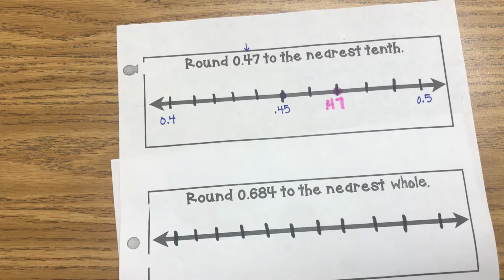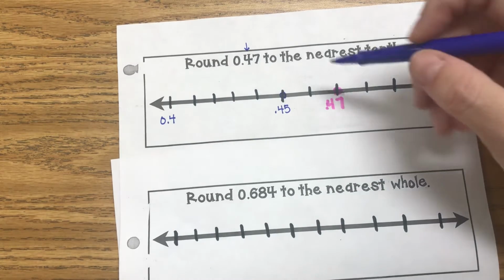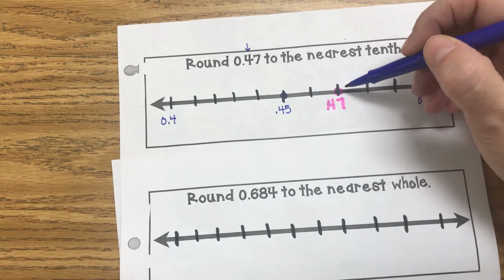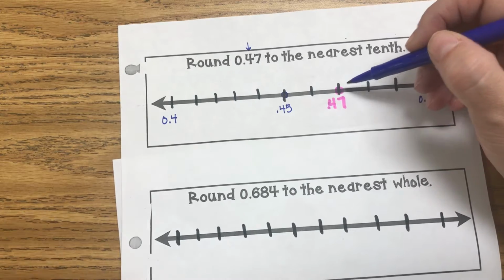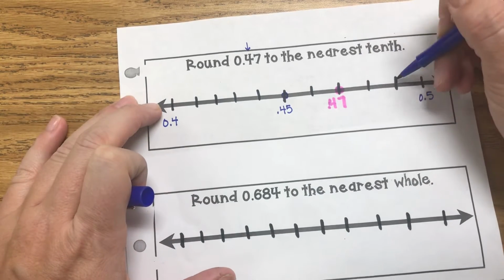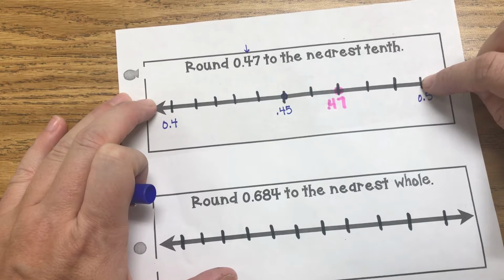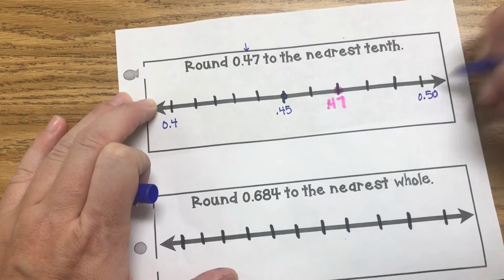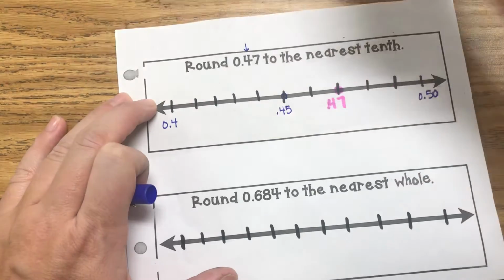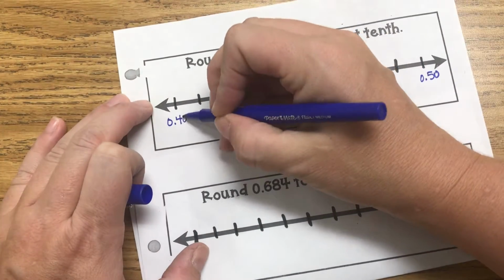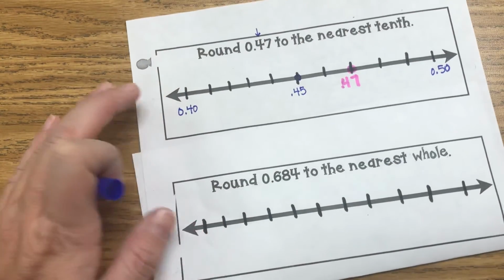And when we look at this, we can see right away that 47 hundredths is beyond the halfway point. It is more than halfway. So it is only 3 hundredths away from 5/10 or 50 hundredths, but it is 7 jumps away from 4/10 or 40 hundredths.